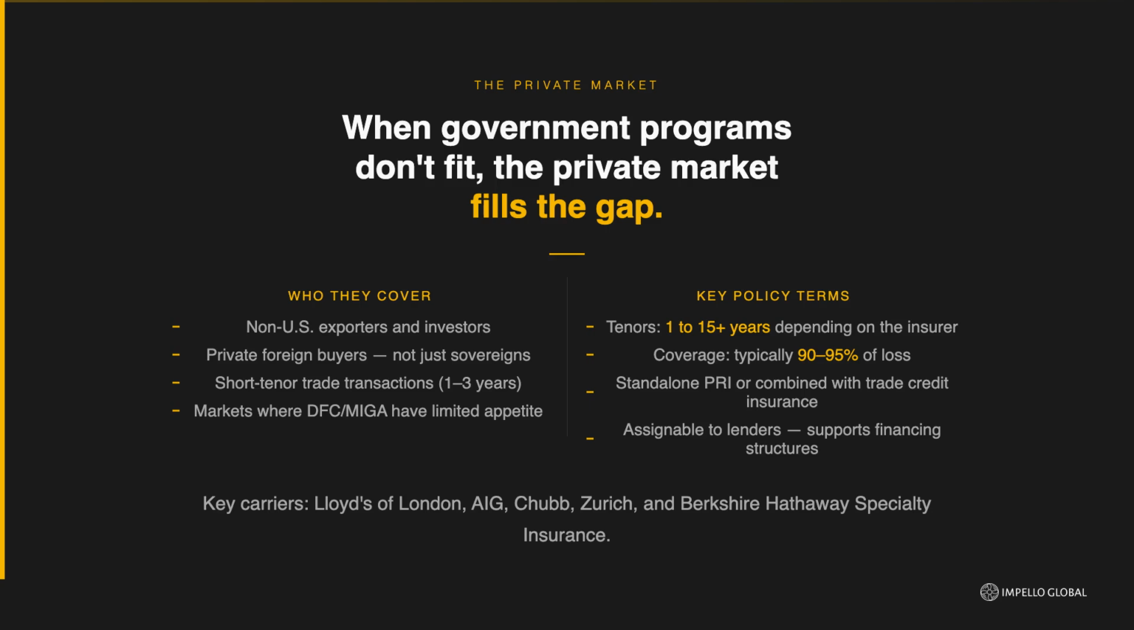Private market policies offer more flexibility than government programs. They can cover non-U.S. businesses, shorter tenors, and a wider range of buyer types. Coverage typically runs to 90 to 95% of loss, with tenors from 1 year out to 15 or more for investment-linked policies. A key feature of private market PRI is that it can be assigned to lenders, meaning a bank or financing institution can take comfort from the policy as part of a trade finance or project finance structure.